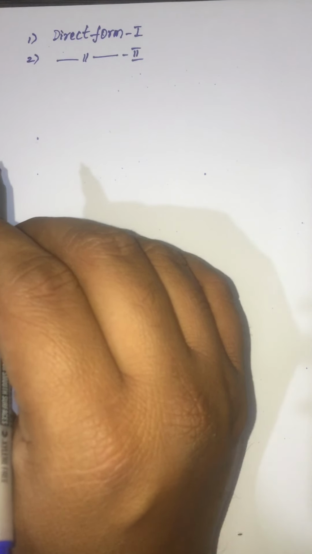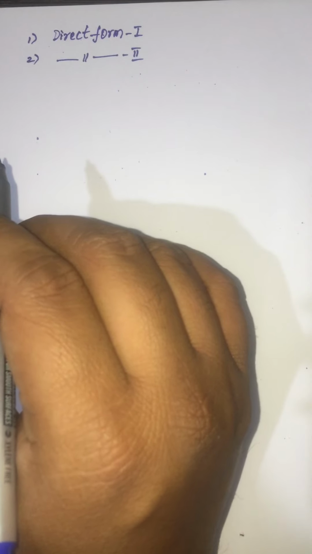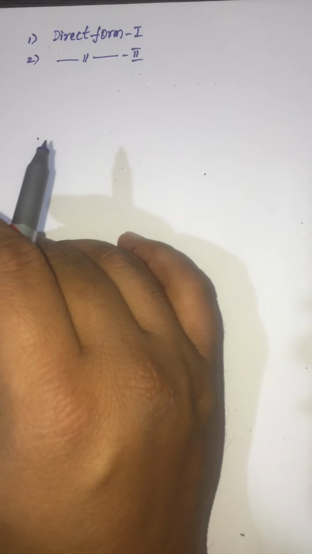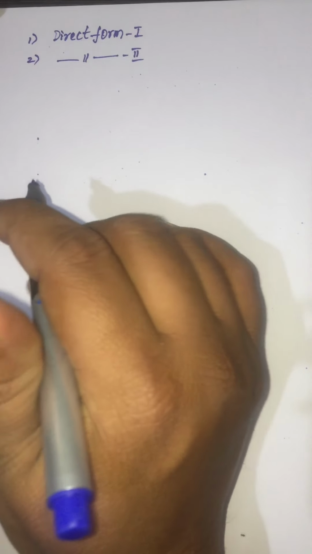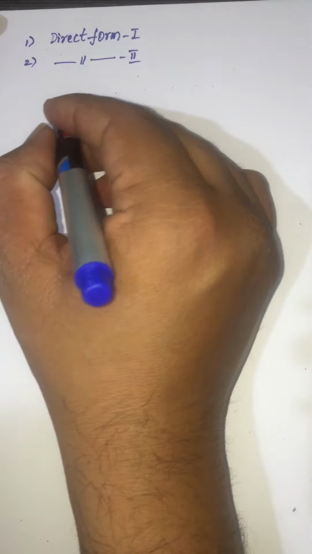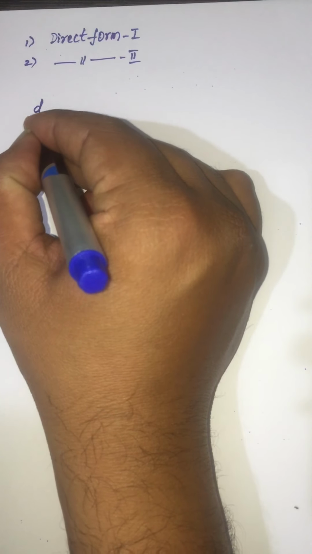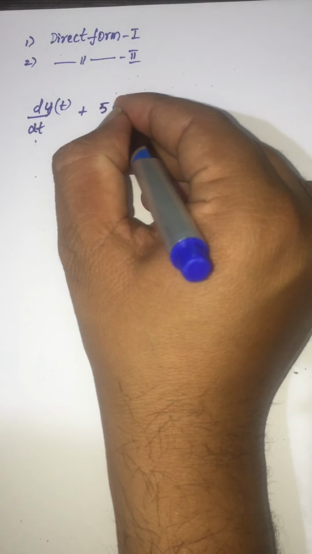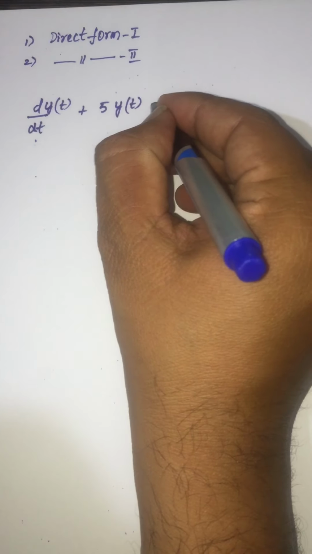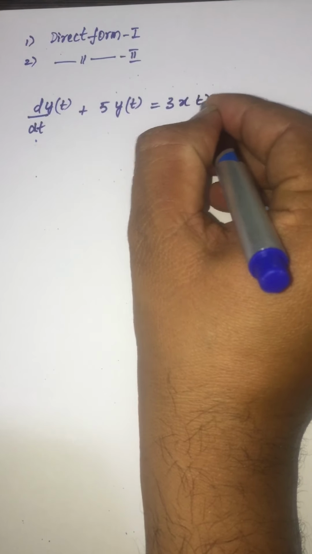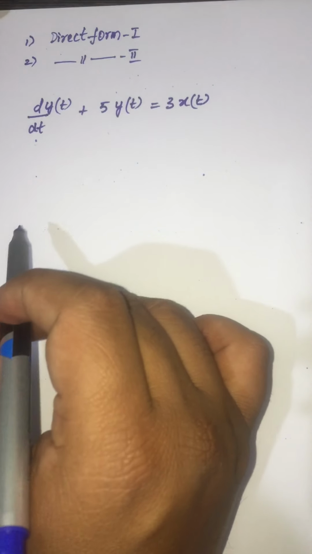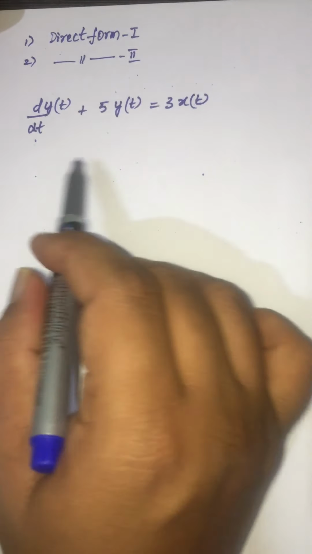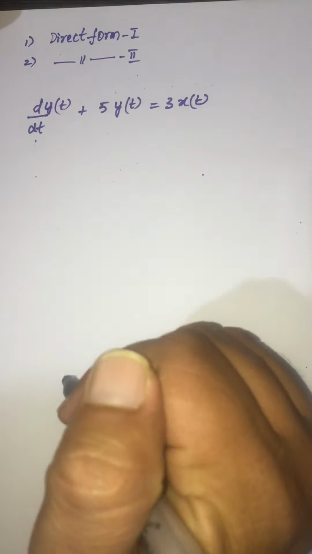Draw the direct form 1 and direct form 2 implementations for the system given by the differential equation d by dt of y of t plus 5 into y of t is equal to 3 into x of t. This is the differential equation which has been given. Now we need to write the block diagram for this differential equation.